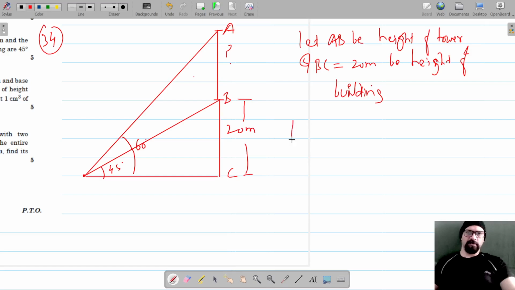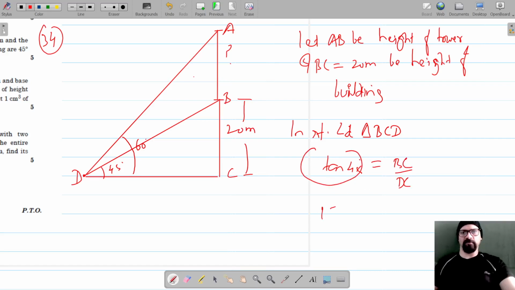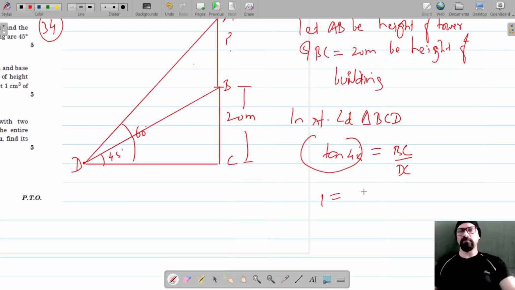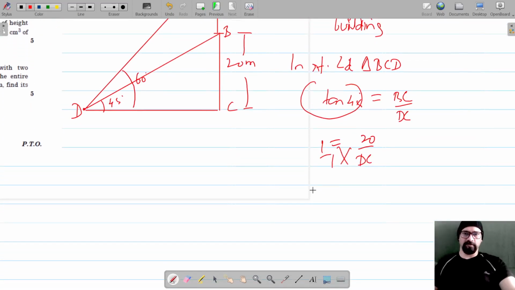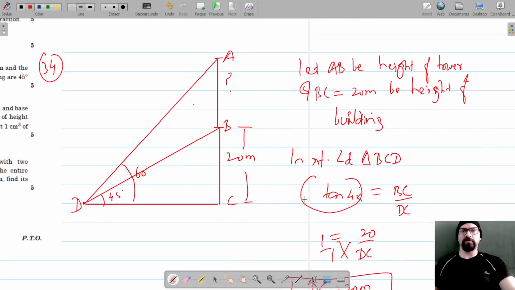And we are going to take the smallest right angle triangle, which is BCD, this be D. I'm going to use tan. So tan 45 is equal to BC by DC, and we know that the value of tan 45 is 1. BC is 20. This is DC. We cross multiply this. So DC is equal to 20 meters.